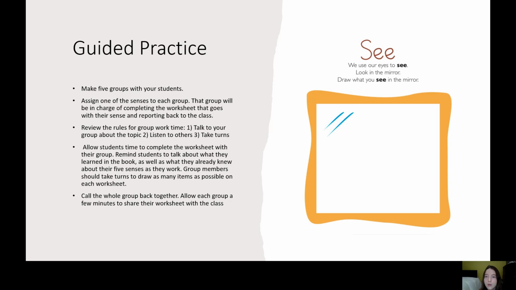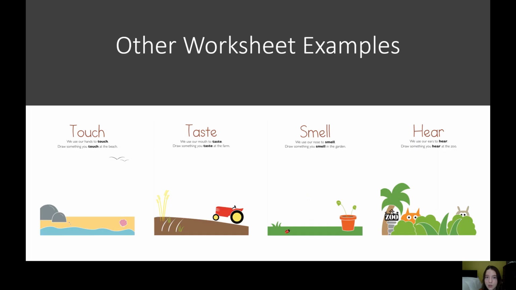And over here on the side, I put an example of a worksheet they would do. And then I included the other senses and what they would look like on the worksheet.